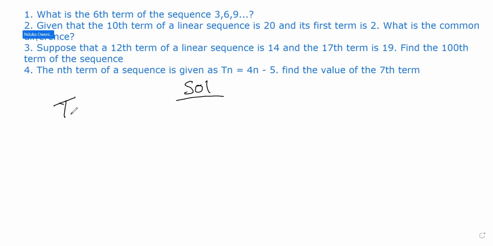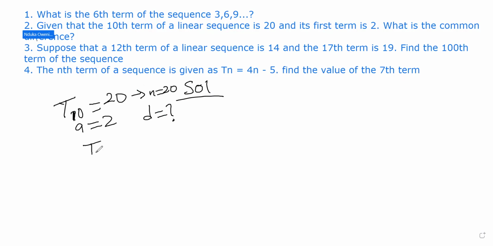So they are telling you that the 10th term is 20, and they said the first term is 2. What is the common difference? What is the common difference? So we are looking for D. Now, because they told us that T10 is 20, it means that N will be 10 here, and Tn will be 20.